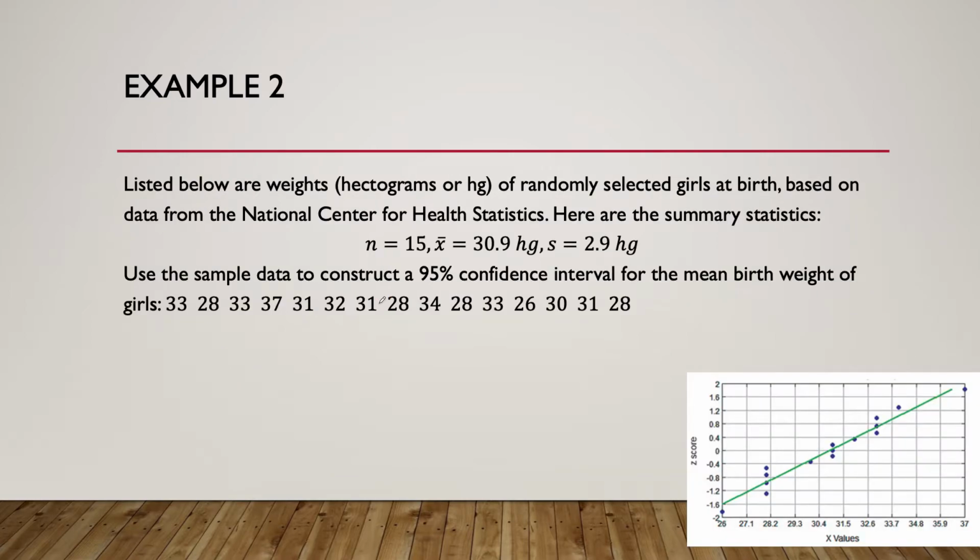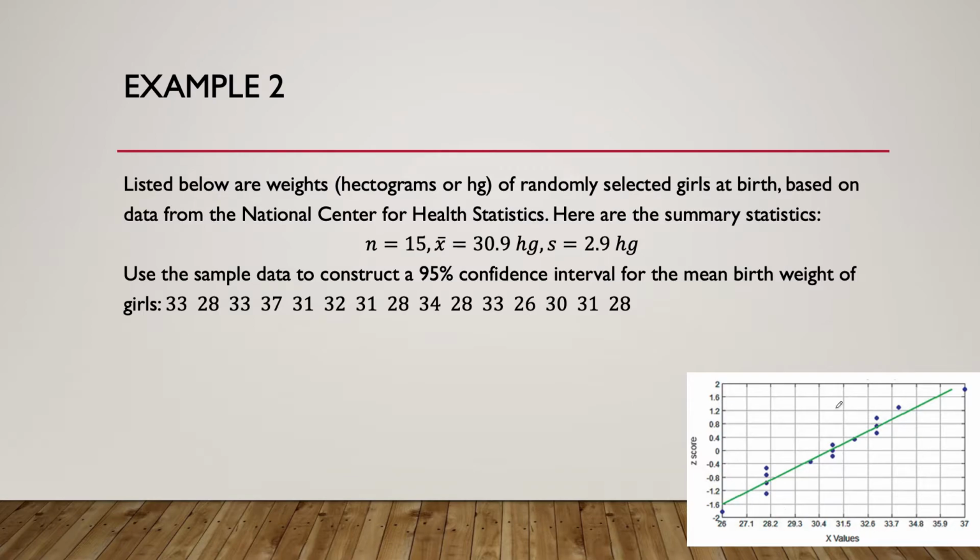Listed here are the weights in hectograms, or hg, of randomly selected girls at birth based on data from the National Center for Health Statistics. Here are the summary statistics. n is 15, the sample size, x bar, the sample mean, is 30.9 hectograms, and the sample standard deviation s is 2.9 hectograms. We want to use the sample data to construct a 95% confidence interval for the mean birth weight of girls, using these numbers down here. So 33, 28, 33, 37, 31, 32, 31, 28, 34, 28, 33, 26, 30, 31, and 28.